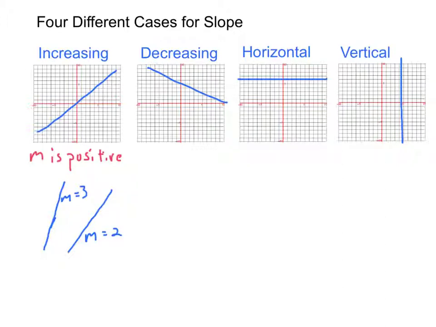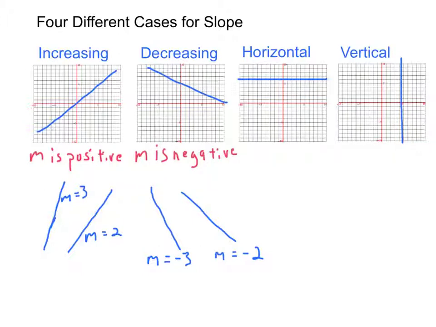Now the second case is when a line is decreasing, its slope is always negative. Now if you're comparing two lines that have negative slopes, the one with the higher absolute value is steeper. For example, a slope of -3 would be steeper than a slope of -2. In this case, the absolute value of -3 is 3, and the absolute value of -2 is 2. And since 3 is the higher absolute value, that indicates the steeper line.